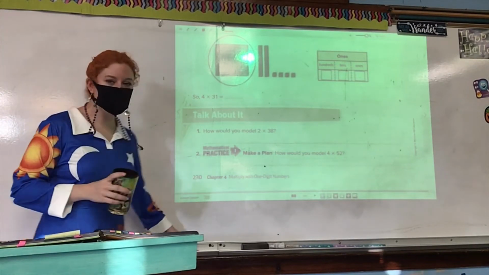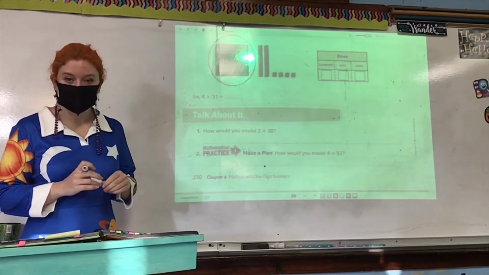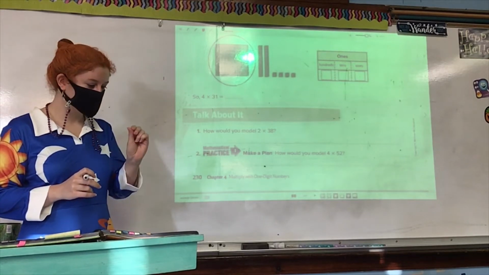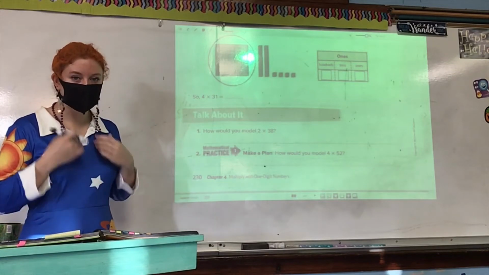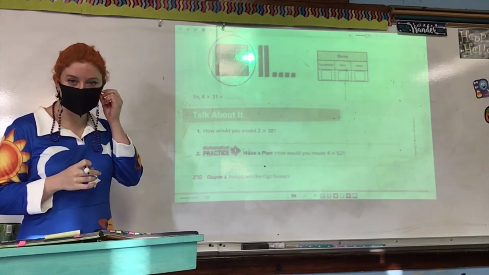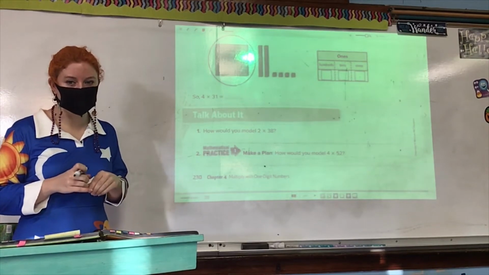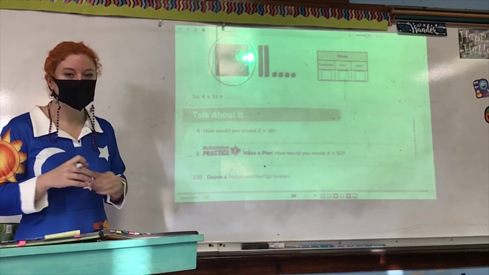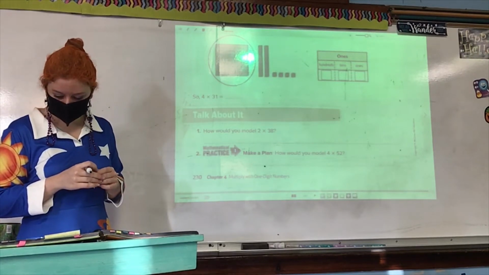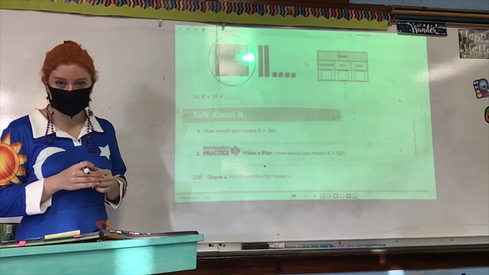Smith, how would you model 2 times 38? You would draw 3 tens, 10 columns, 10 rods, and 8 ones cubes twice. Carla, hand down. Remember, when your hand is up, you're not listening to what we're talking about. Okay, I'm sorry, Smith. Can you say that again? You would write 3 tens columns, or 3 10 rods, and 8 ones cubes twice.